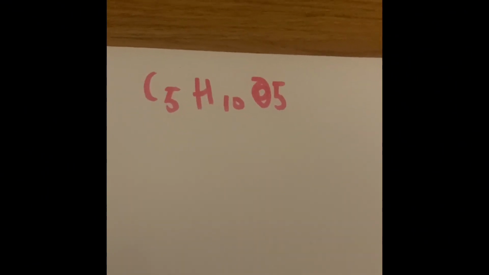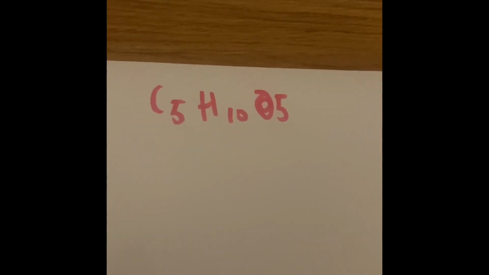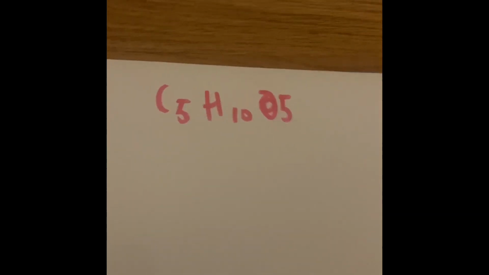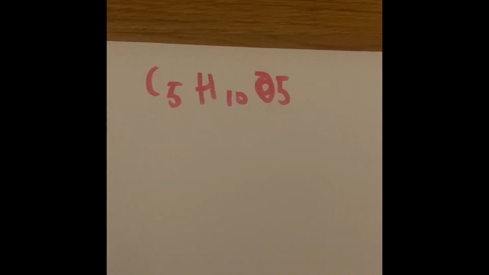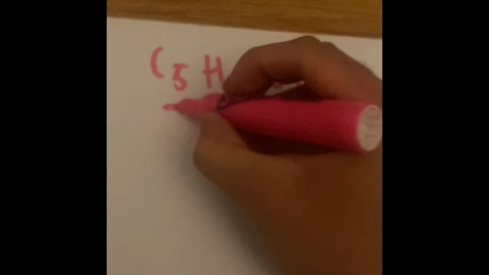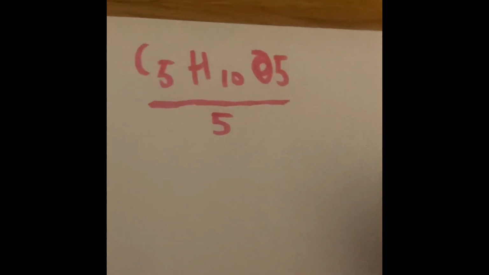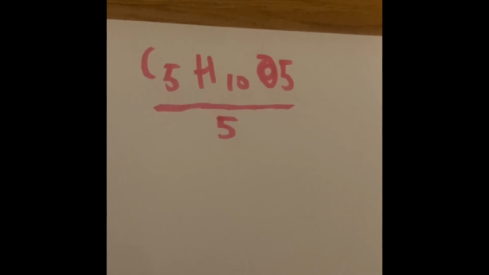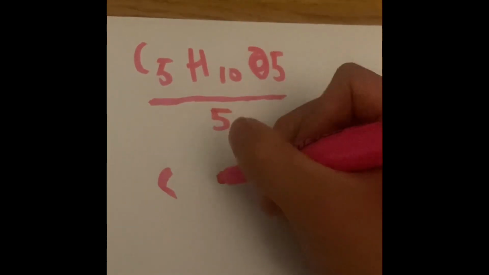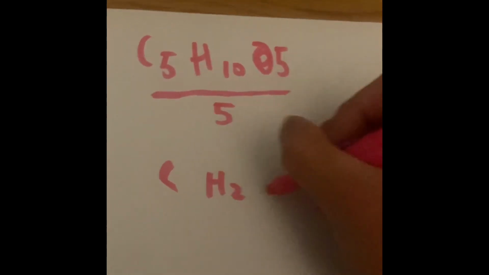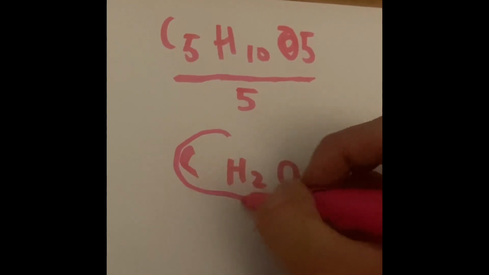Many math teachers and science teachers are like, simplify this, simplify that, do this, do that. So that's what we want to do with this, we've got to somehow simplify it. If I divide everything by 5, because everything has a common factor of 5, then I'm going to have C, H2, and O. Done. This is our final answer.